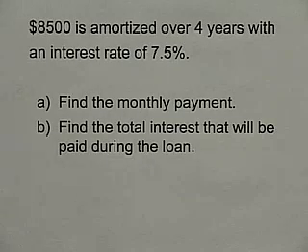Now you've seen one of these problems done, why don't you take a minute and try this next one on your own. Here you're told that $8,500 is amortized over 4 years with an interest rate of 7.5%. You're asked first to find the monthly payment, and then find the total interest that will be paid during the loan. Give this a try and then check back with me when you've completed it.